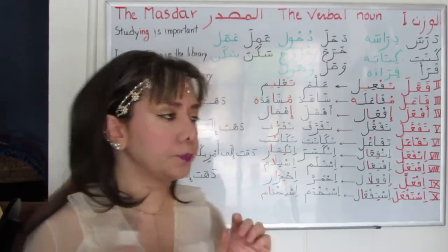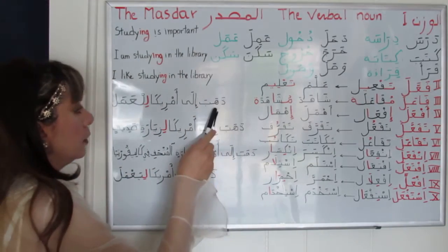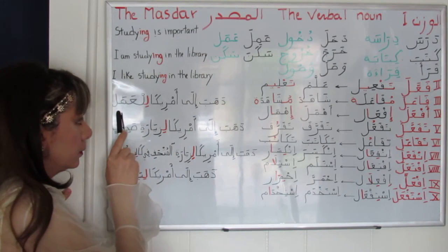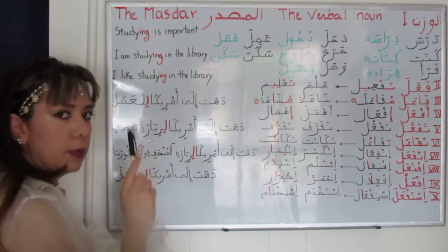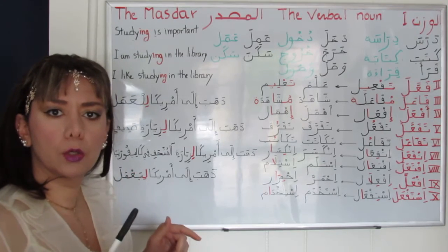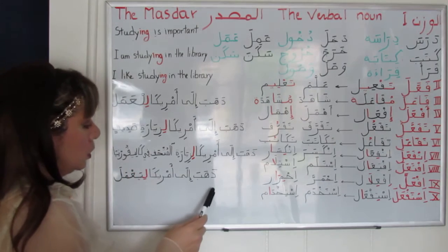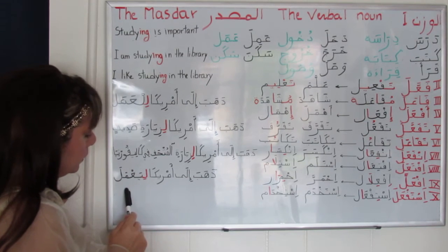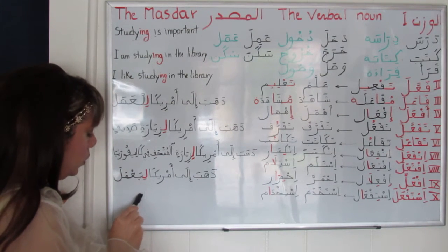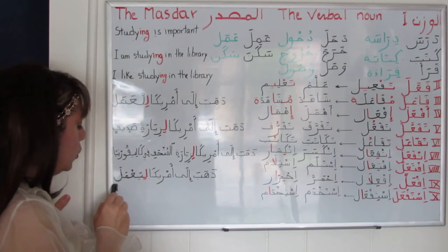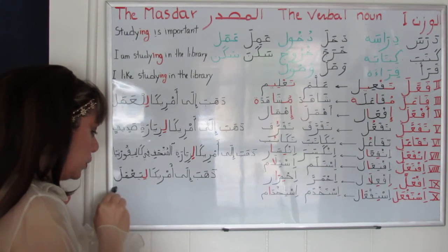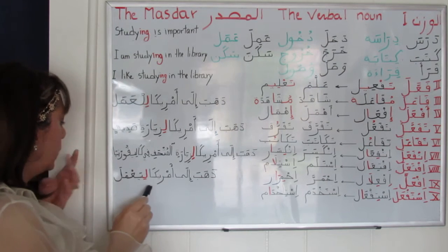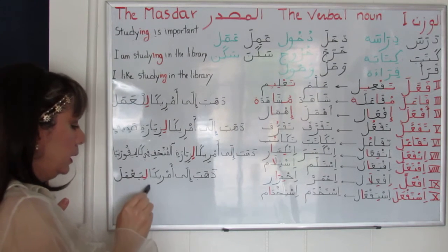For example, ذهب إلى أمريكا للعمل. He went to America to work. ذهب إلى أمريكا ليعمل. Here we used the present tense in the third person singular. ليعمل with li, the preposition li.